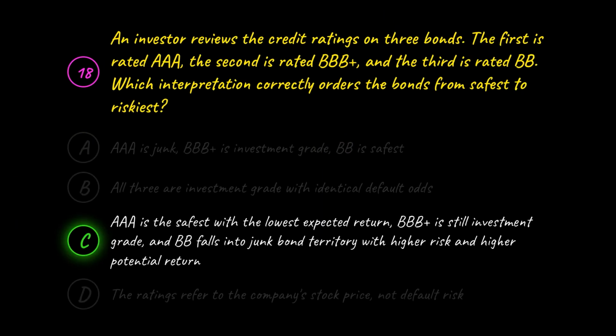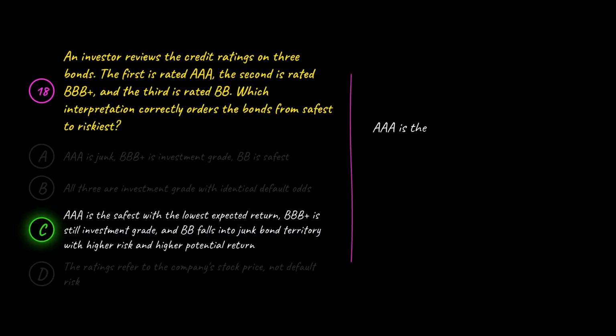The correct answer is C. AA is the safest with the lowest expected return. BBB+ is still investment grade, and BB falls into junk bond territory with higher risk and higher potential return. C is correct because AA is the highest rating and indicates the lowest default risk and lowest expected return.